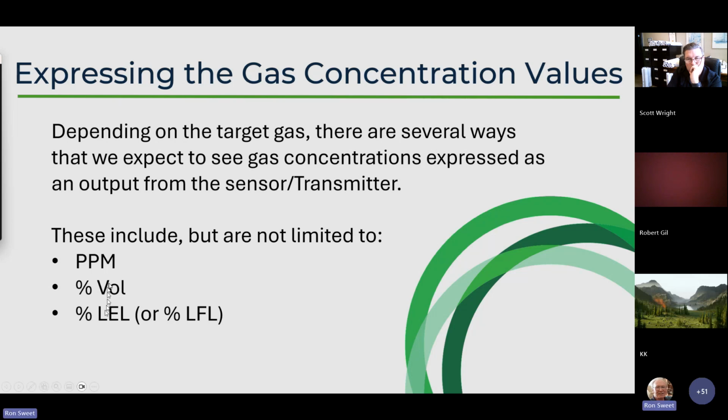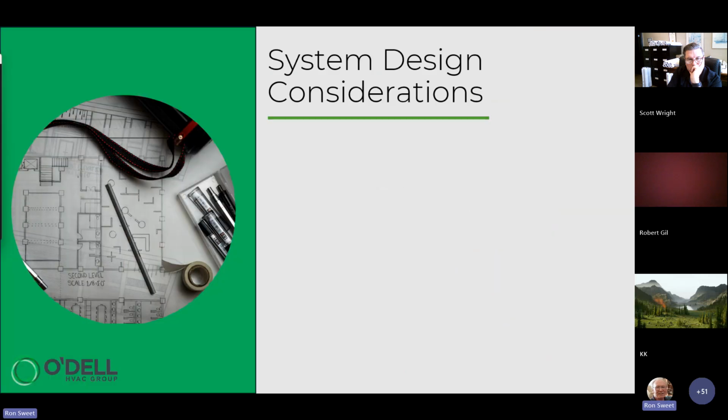So those are the different ways that we measure the concentration of the target gases that we're looking for in the gas detection industry inside those building envelopes, so that we can enact the ventilation system and perform dilution through ventilation. When we're looking at system design considerations, there are a number of things that have to be taken into account. First and foremost, the application itself.